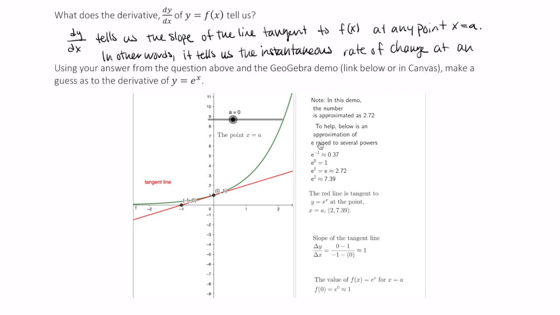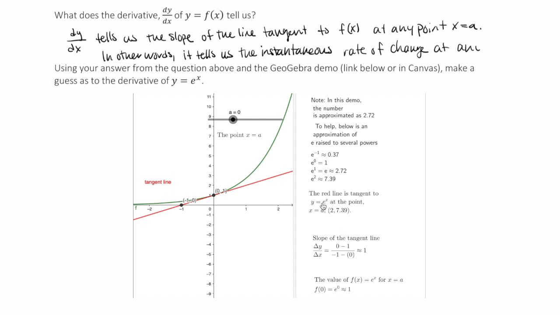Up here, I just gave you some approximations of e raised to some powers, since when you move the slider around, you notice that at this point, it's e raised to the 1 power, and e raised to the 1 power is about 2.72. So that's just there to help you read these graphs and what's going on here.